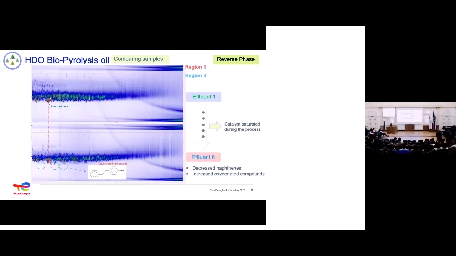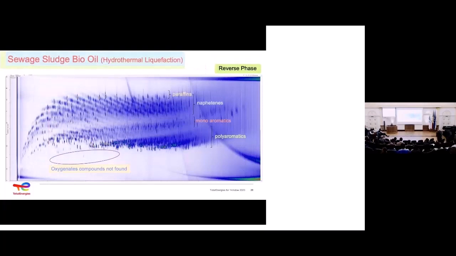So to finish, I would like to highlight another sample that we analyzed using the same reverse phase approach. And here we can see that the paraffins are eluting at the top. We have a good separation of the naphthenes, the monoaromatics, and the polyaromatics. And also we can see that now it's easy to see that the phenols are not present in this sample because they should be in the highlighted region.